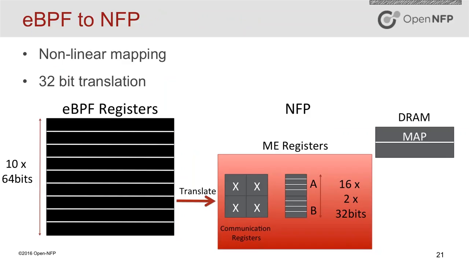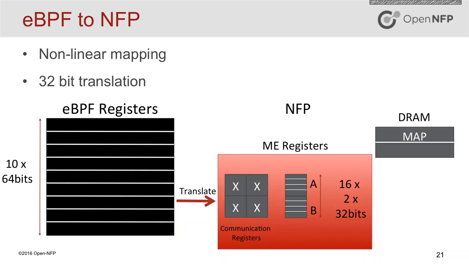I will now explain slightly more in detail the translation itself. On the left-hand side, we can see the eBPF registers. The eBPF machine has 10 64-bit registers. The registers are defined as 64-bit to make the translation to modern host architectures easy. The NFP on the right-hand side has two banks of general-purpose registers. There are 16 registers in each bank, and the registers are 32-bit. And the NFP has some communication registers and some special-purpose registers as well.